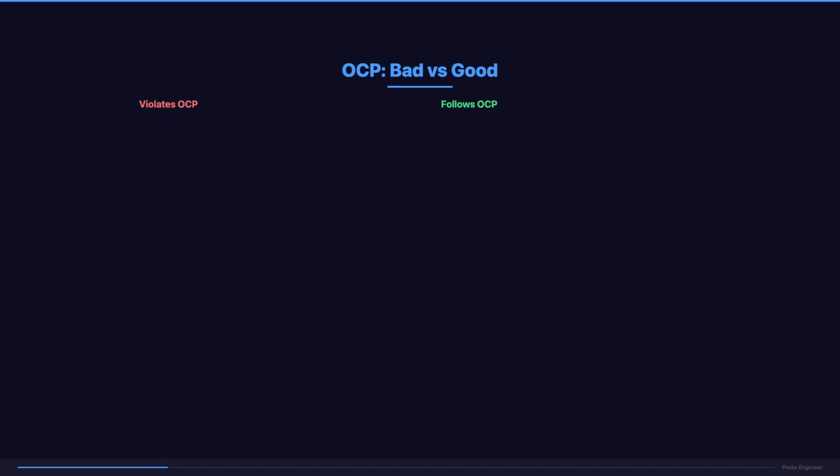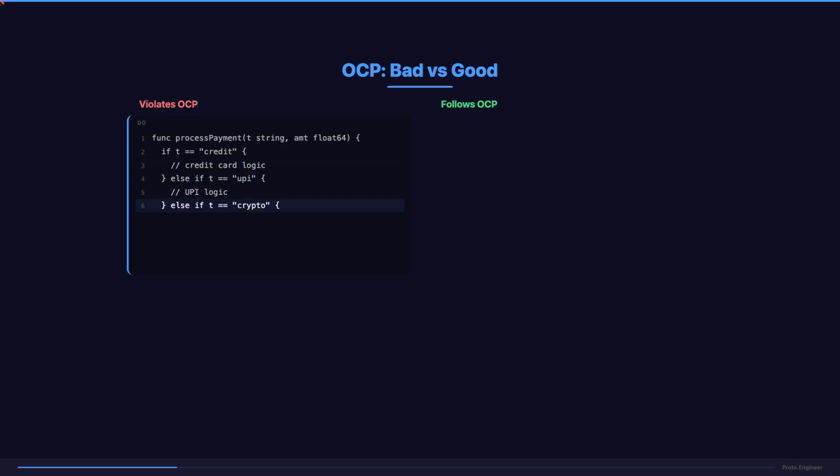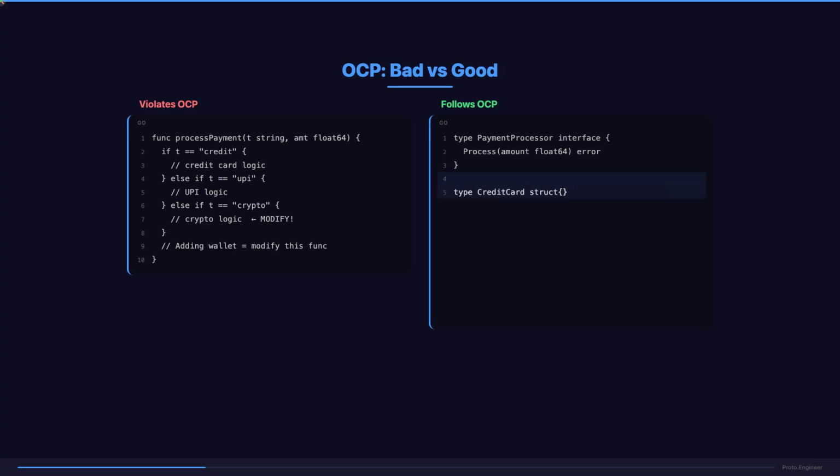The bad version uses an if-else chain. If the type is credit, do credit card logic. Else if it is UPI, do UPI logic. Else if it is crypto, do crypto logic. Every time you add a new payment method, you have to modify this function. That is a violation of open-closed.